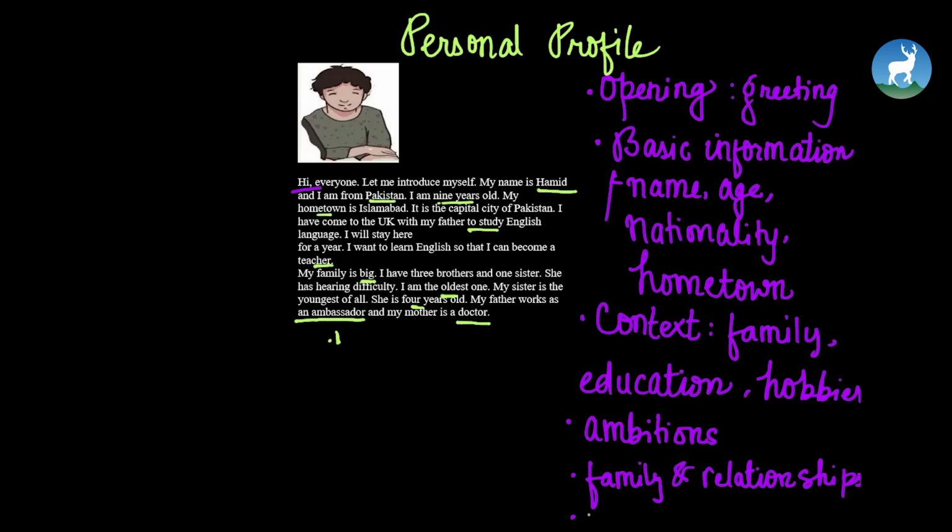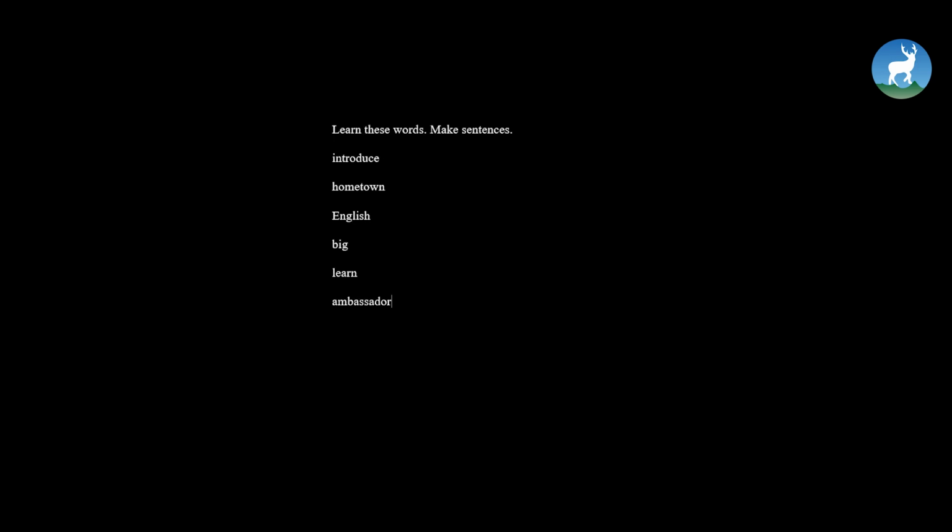The other thing could be writing about occupations or profession. Like what Hamid did, he has explained his father and his mother's occupation, right? So these are the things that could be included to write an impressive personal profile. Alright, here we are going to learn the following words and write down sentences using those words.